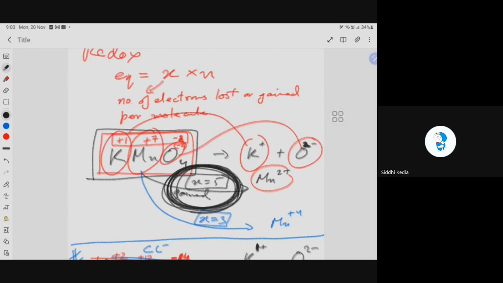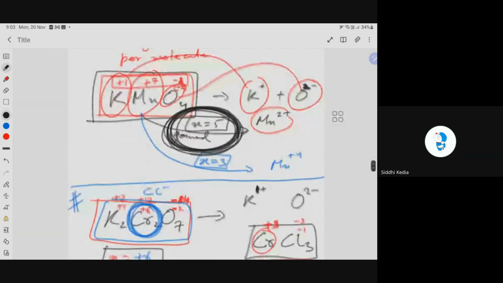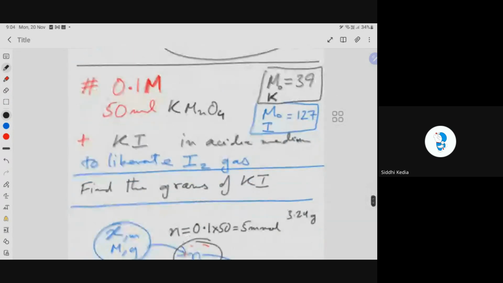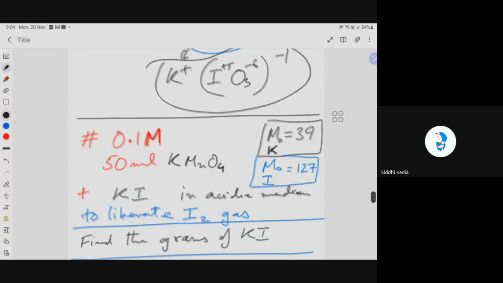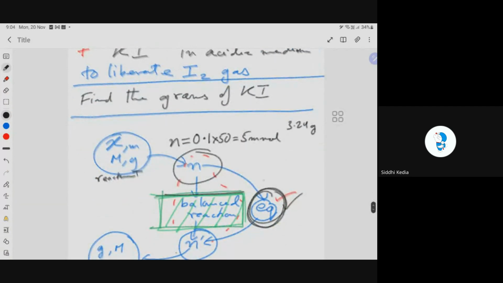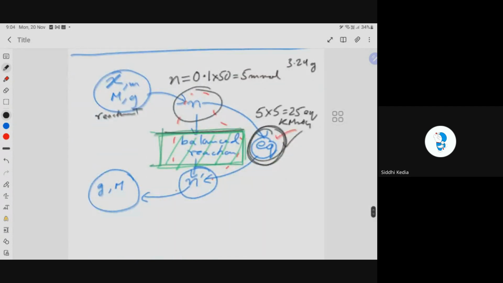This is the X factor in the acidic medium. We just did it. Therefore, I asked the question. So like this, you'll have to just mug up some 7, 8, or 10 at the max X factors. Of which 2 or 3 will be so common, like the one I used, that you don't even have to remember. X factor is 5. So the number of equivalence of KMnO4 is how much? 5 into 5. That is 25 equivalents of KMnO4. So how many equivalents of KI should it react with? 25 equivalents, or milliequivalents I should write, rather, of KI.